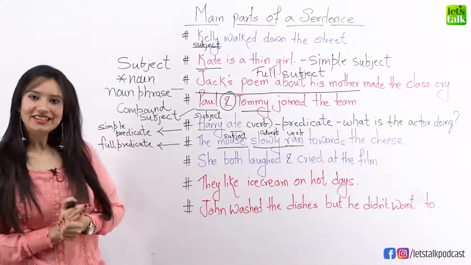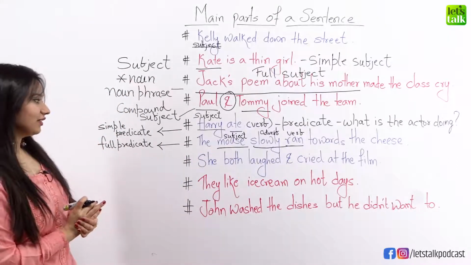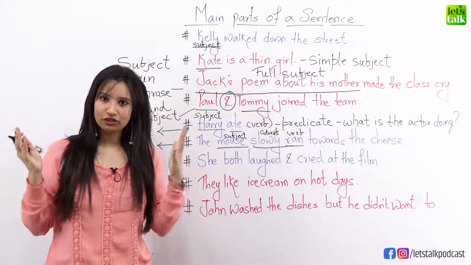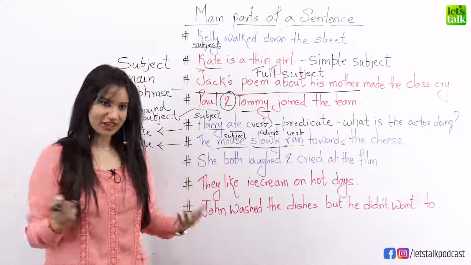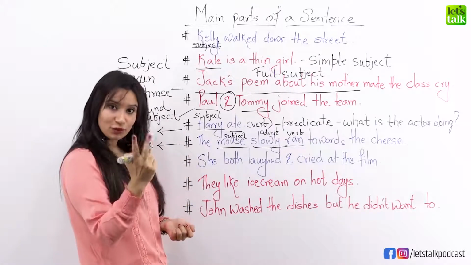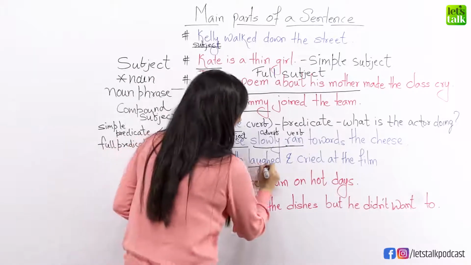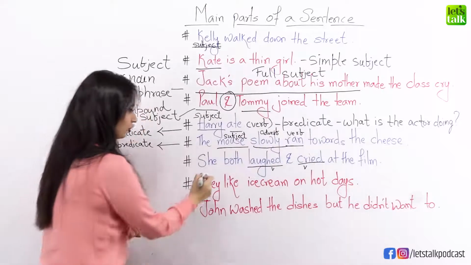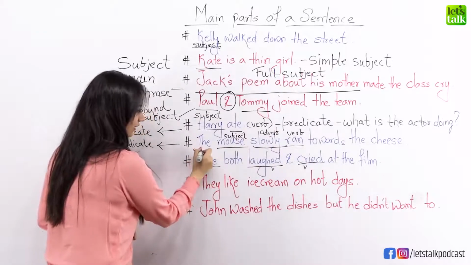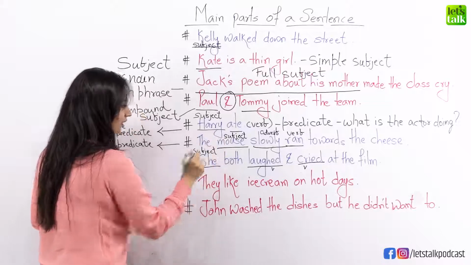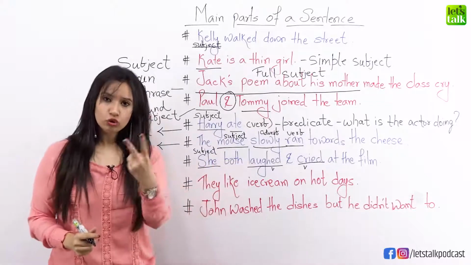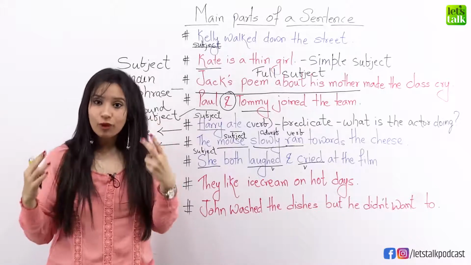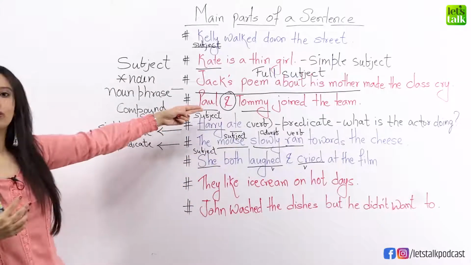Great. Now let's look at the next sentence that we have with us, and this is, she both laughed, haha, and cried at the film. So when she saw the film, she had mixed emotions, right? We have two verbs here, laughed and cried. As you may have already guessed, she is the subject because she is the actor in the sentence. She both laughed and cried. So two verbs coming together with an and form a compound predicate, just like a compound subject.